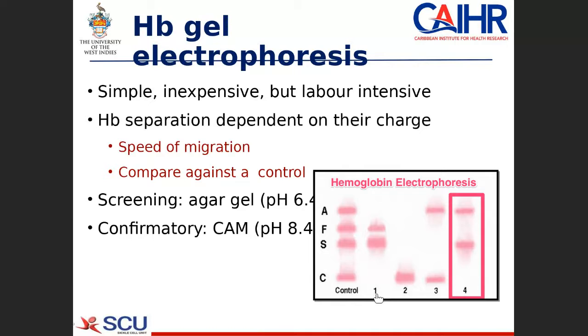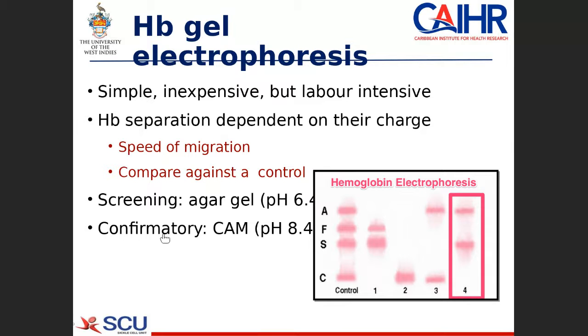Patient 1 has sickle hemoglobin and fetal hemoglobin on board. Patient 2 has only C, so this would be a patient who is CC. Patient 3 has hemoglobin A and hemoglobin C. Patient 4 has sickle cell trait, hemoglobin A and sickle hemoglobin.